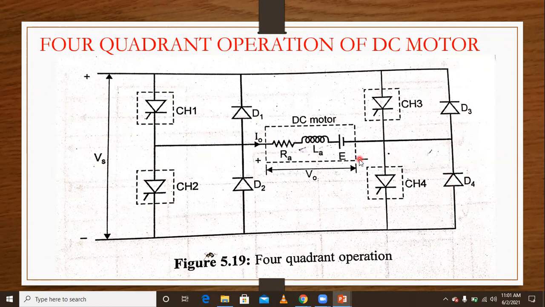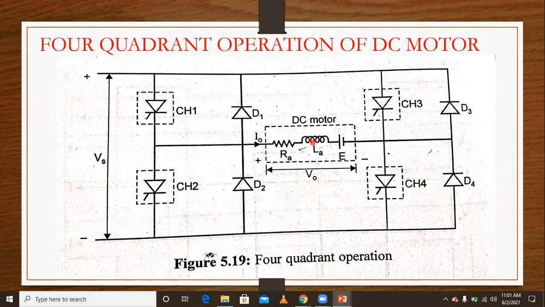Understood? And E, so like this. Under regenerative braking, under regenerating mode. This is called regenerating mode. This generates the power supply. The DC motor is acting as a generator in this region, the second quadrant region. That's called the forward braking mode region.